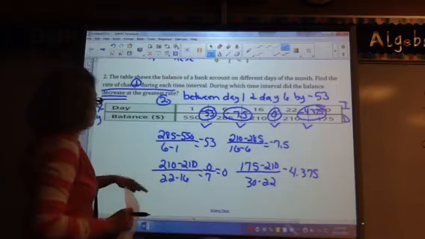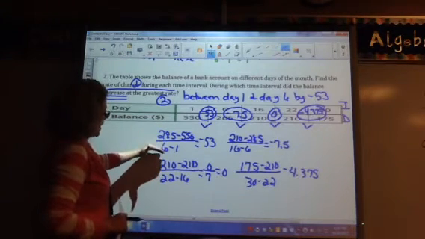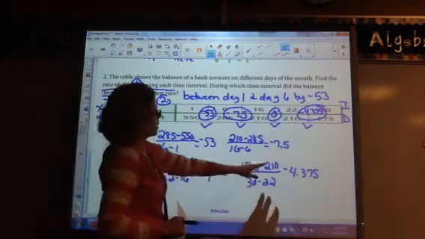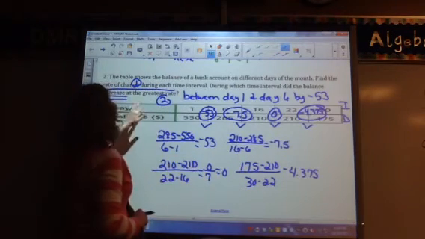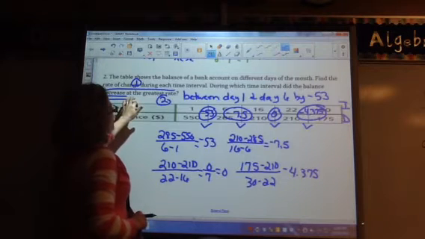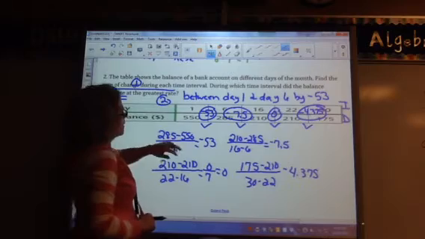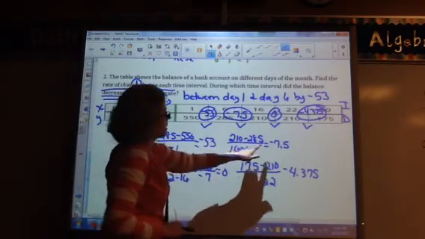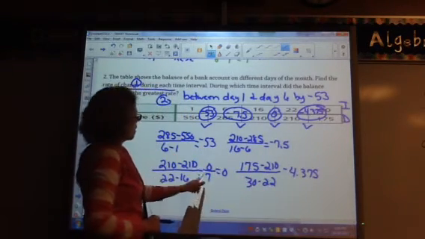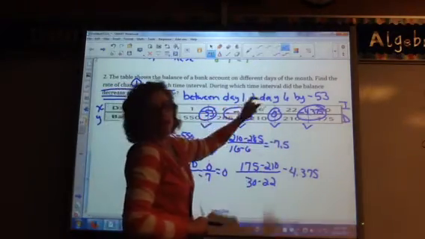Okay, once you finish finding the rate of change, take the difference of your y and your x. You'll come up with 4 different rates of change. And the second one is find the interval that had the biggest decrease or the greatest decrease. The greatest decrease out of these 4 rates of change would be a negative 53. And that happened between day 1 and day 6.